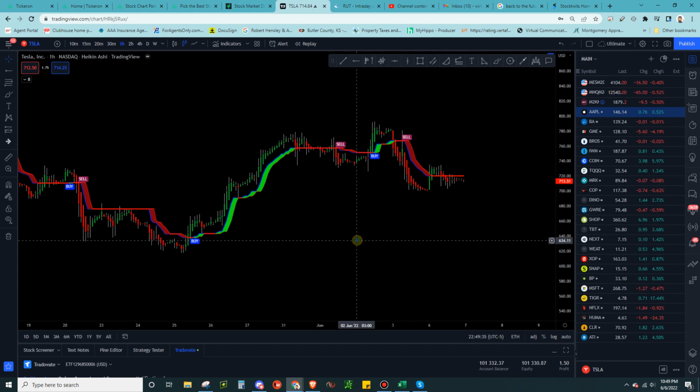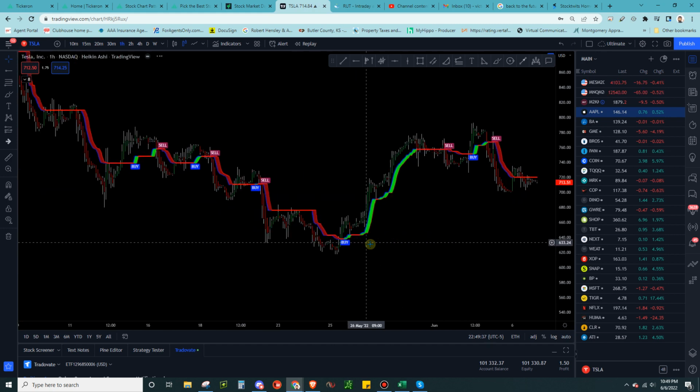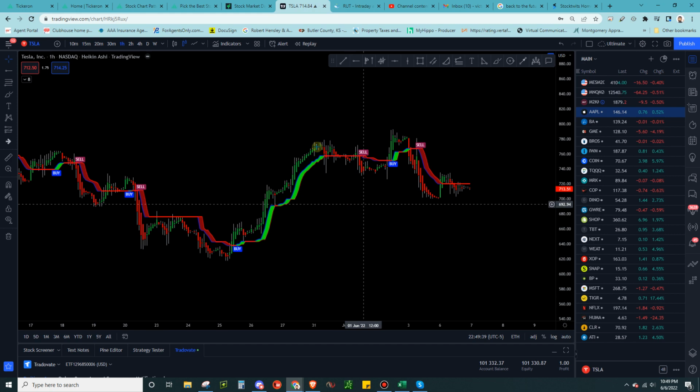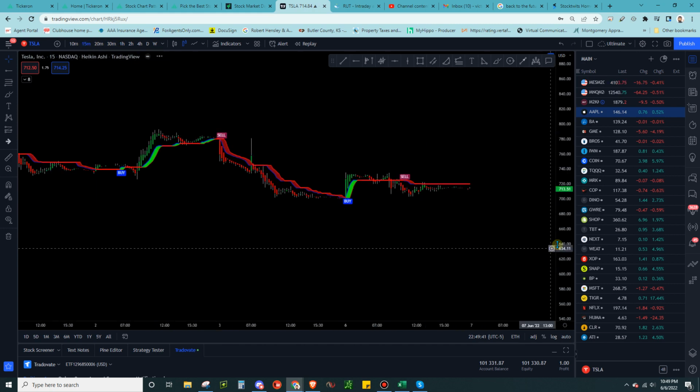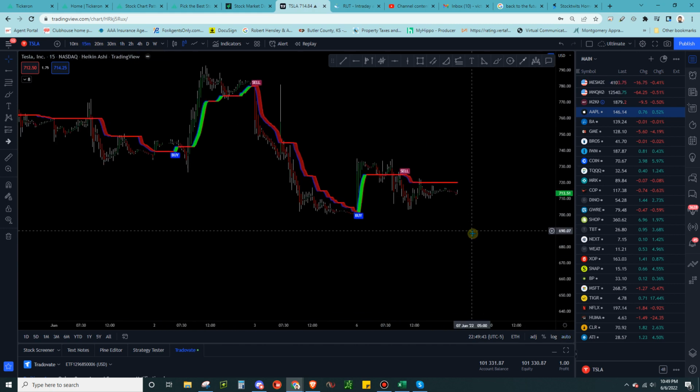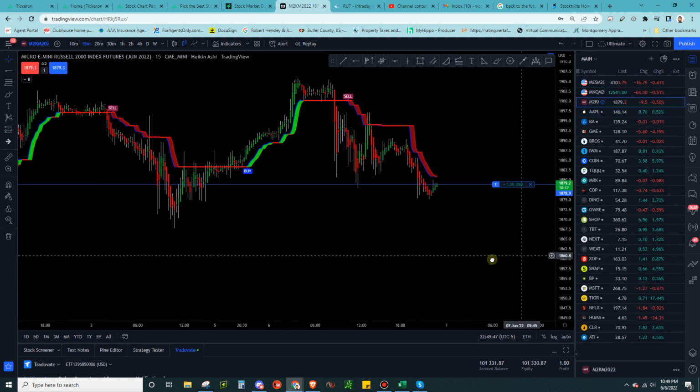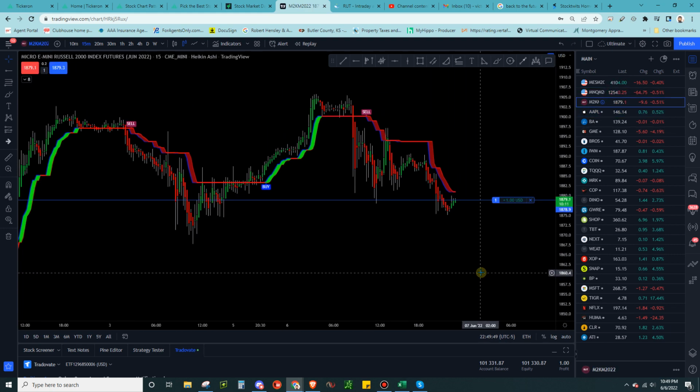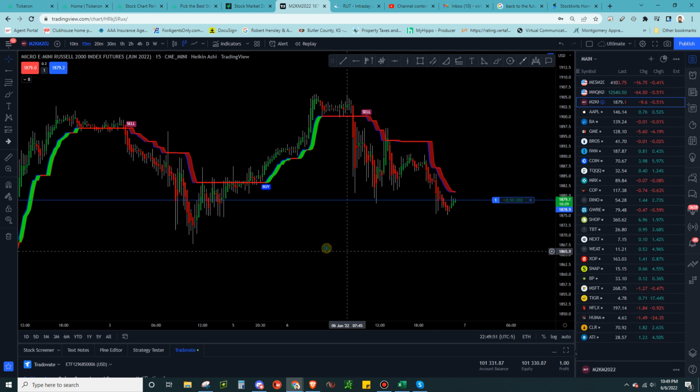I think you guys should test it out. Let me know what you think about it. I haven't messed with any of the settings. Honestly, I trade this on a 15-minute. And I don't trade Tesla with it. I usually just trade, like you can see, I'm trading futures with it. It seems like lately it's been working really well.